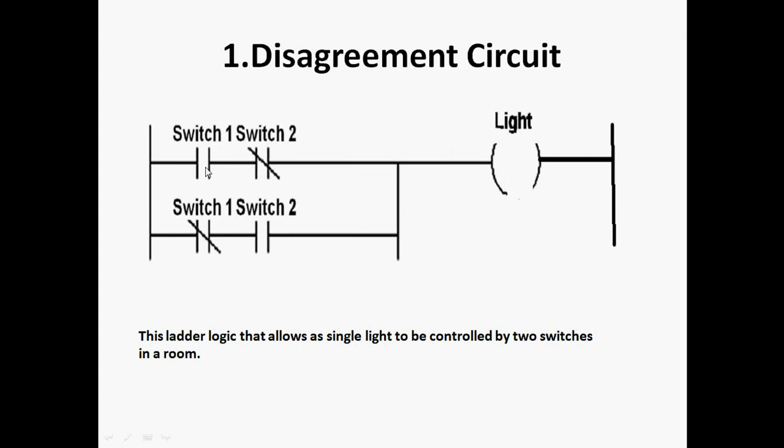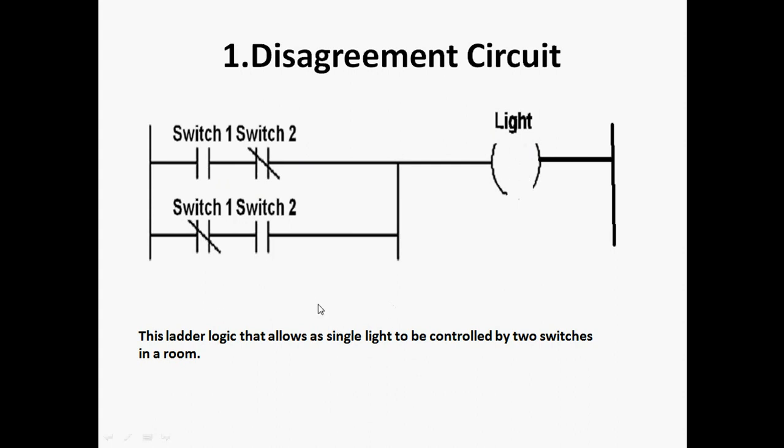But if the values are similar, 1 and 1, suppose switch 1 is 1 and switch 2 is 1, what will happen? The output should be off. If both are 0, the output should also be off. That means similar values do not allow the output in this circuit, but if dissimilar values are there between the first rung and second rung, the output should be on.